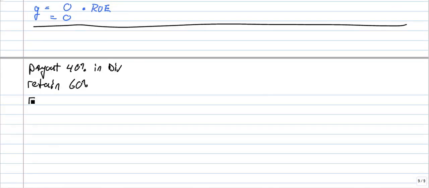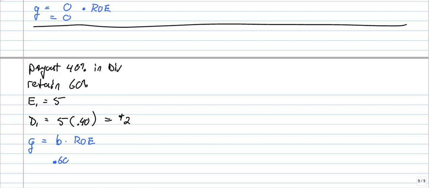Okay. Well, since earnings, we've already said earnings are expected to be $5, then now we can say that our dividend next period that we expect to earn, the dividend next period will be equal to 5 times 0.4, which is $2. Right? $2 is the dividend next period. But let's see what impact that has on growth. We said growth is equal to B times ROE, B being the retention rate. So since the firm is paying out 40%, that means they are retaining 60%.